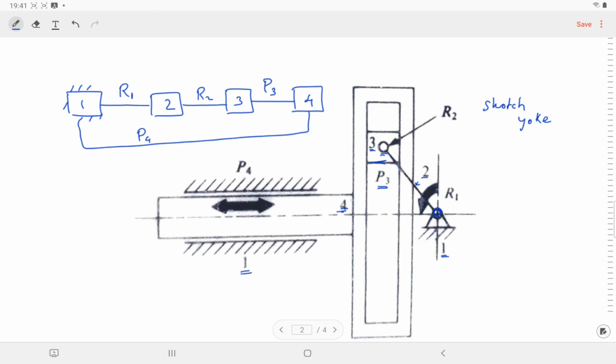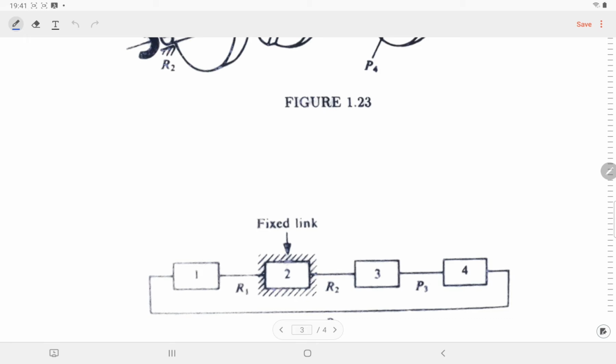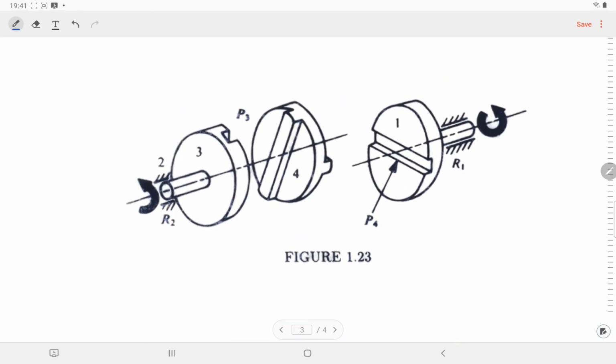Okay, and instead of 1, what will happen if we fix link 2? Okay, so instead of 1, if we fix link 2 like this, what we will achieve is this mechanism. Okay, so yeah, it looks complicated. Maybe I'll do one more thing.